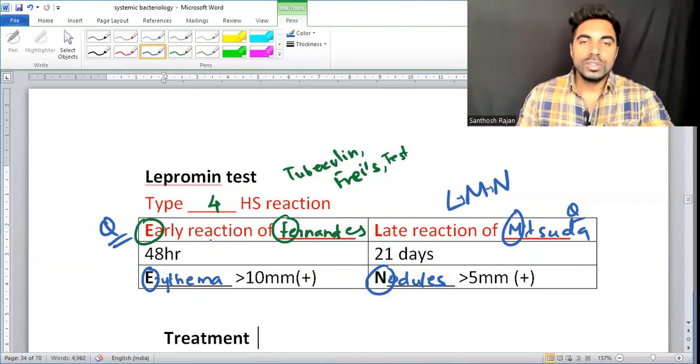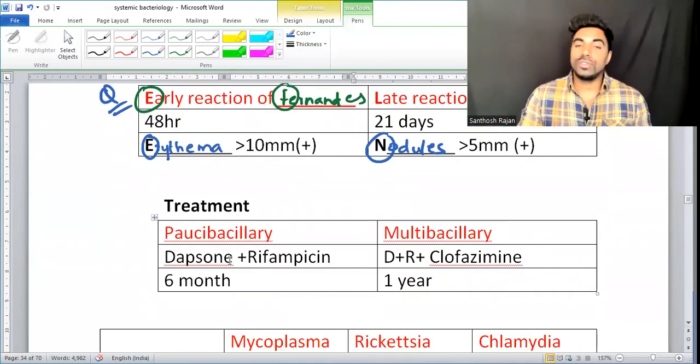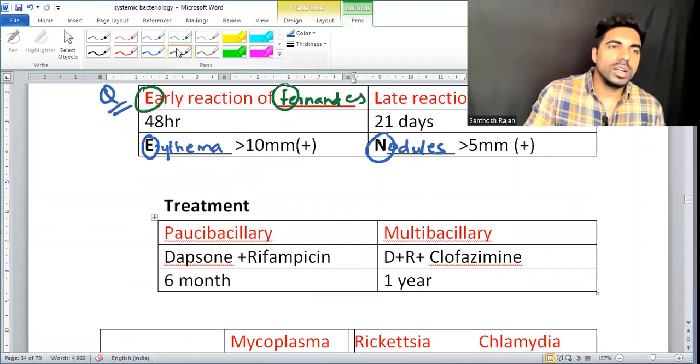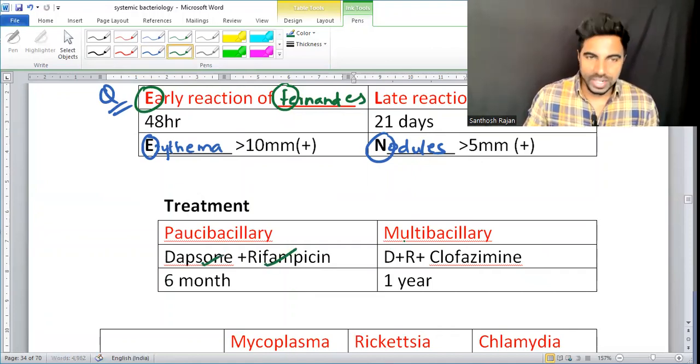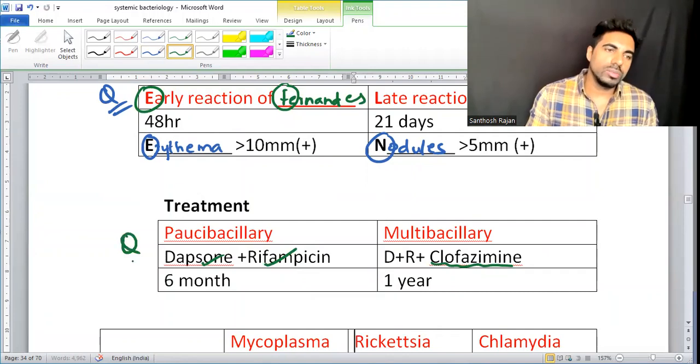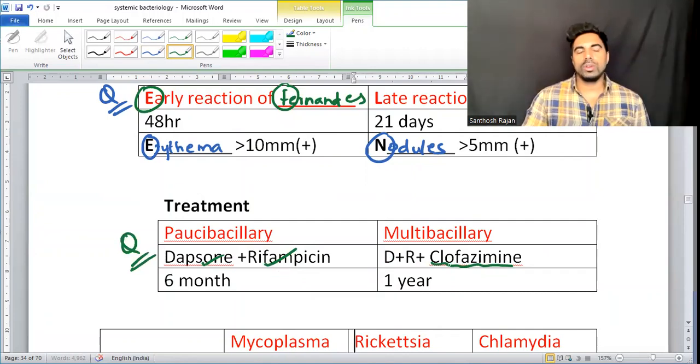Okay, that's it. Treatment, very easy. Dapsone and rifampicin you are going to give. If it's paucibacillary, Dapsone and rifampicin are more than enough. But if it's multibacillary, usually leprosy, then you have to add clofazimine also. 6 months is enough, and 1 year, and after that follow-up is there. So just remember the drug names: Dapsone, rifampicin, plus clofazimine.